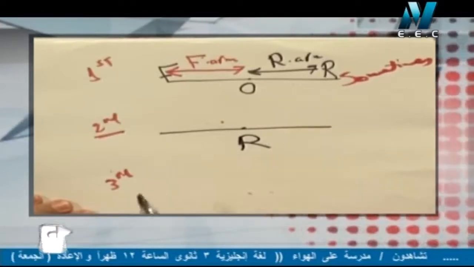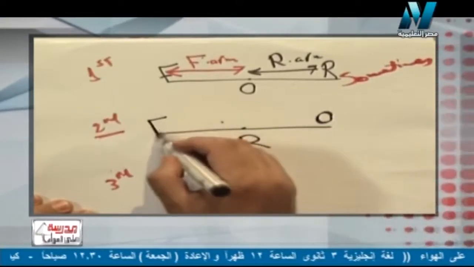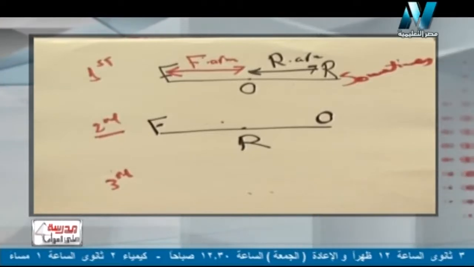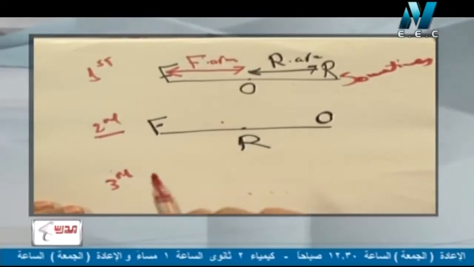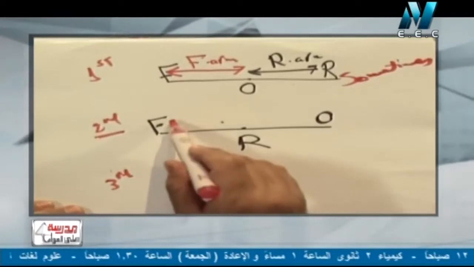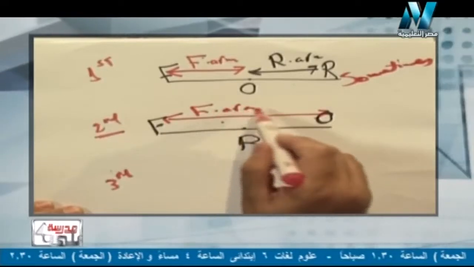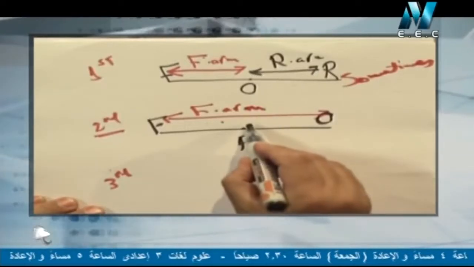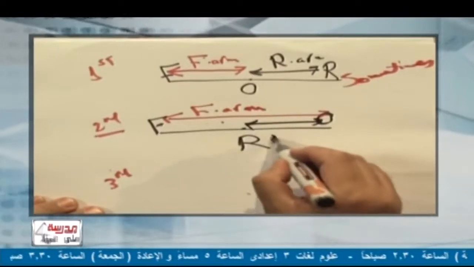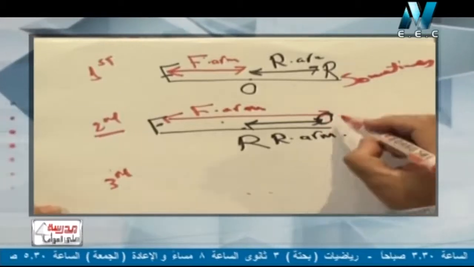What about second class lever? Let us draw it. Second class lever has R in the middle between O and F. Where is the effort force arm? It is the distance between effort force and the fulcrum, so it will be all this distance. Where is the resistance arm? It will be the distance between resistance and fulcrum. So which one is longer? Surely the effort force arm will be longer.